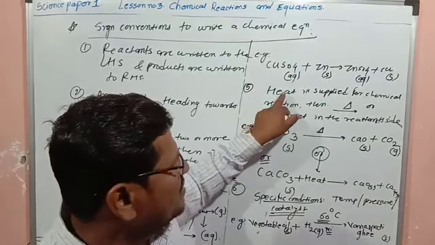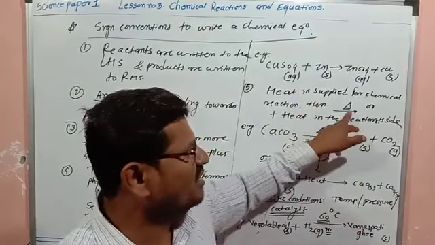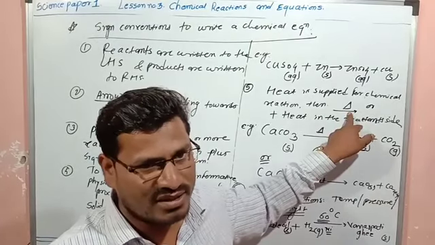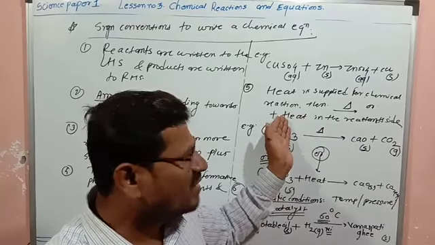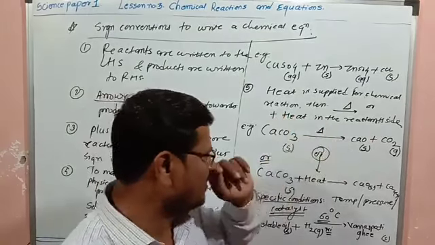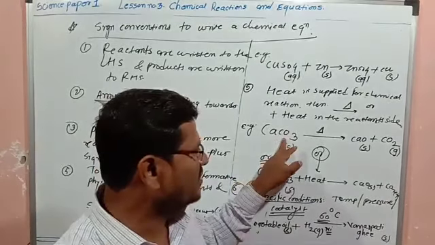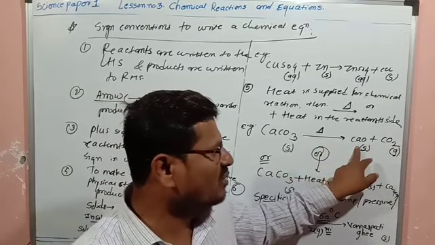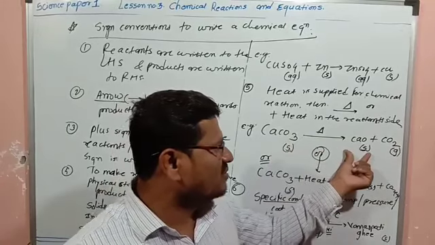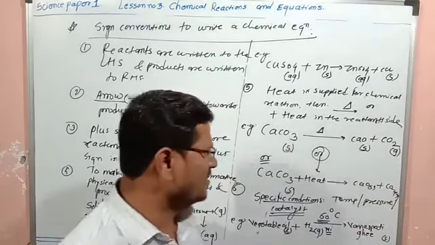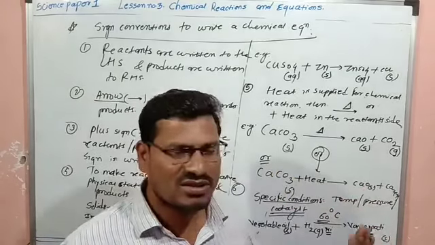The fifth one is heat. If heat is supplied to the chemical reaction, then on the arrow you write the delta, triangle sign, or on the reactant side you can write plus heat. For example, take limestone powder, calcium carbonate: on heating it gives calcium oxide plus carbon dioxide. The first is solid, the second is solid, and this one is gaseous. Or you can write calcium carbonate plus heat, giving CaO plus CO2.